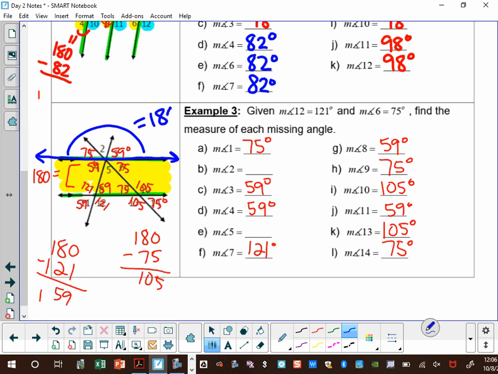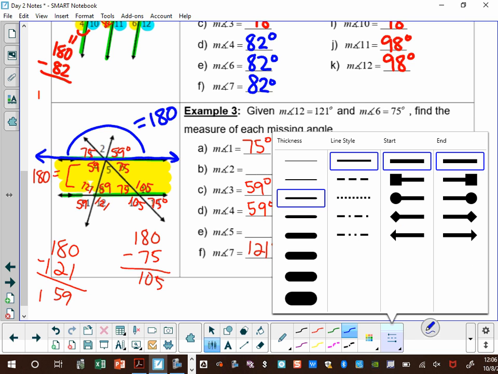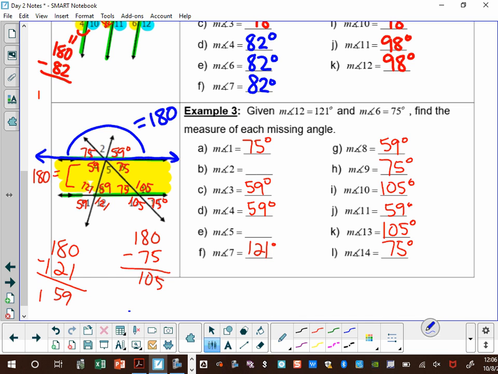So how can I figure out what that middle angle, angle 2, is? Subtract both. Good. So do 180 minus 75 minus 59. What are you left with? So angle 2 is 46, which means that angle 5 is 46.